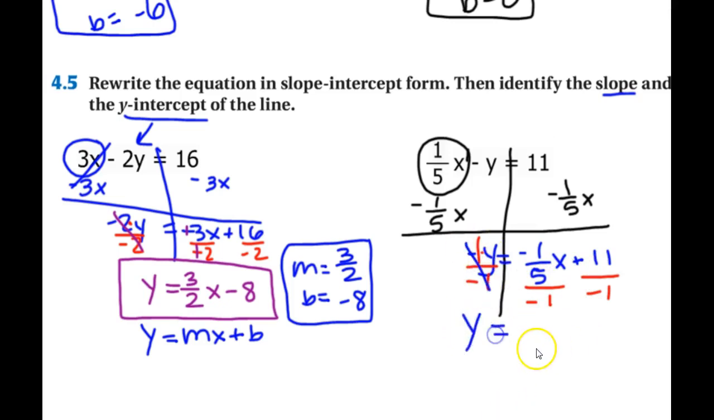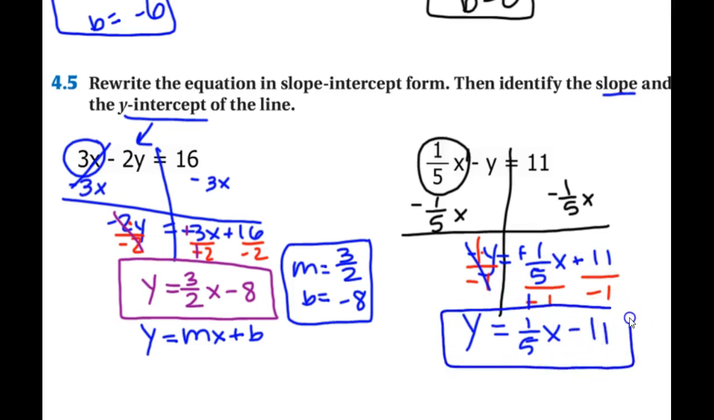So we have y equals, two negatives here make a positive. 1/5 divided by 1 is still 1/5. The negative doesn't do anything but change the negative to a positive. And then minus 11 divided by 1 is still just 11. So in this case, m, or our slope, is 1/5, and b, our y-intercept, is -11.